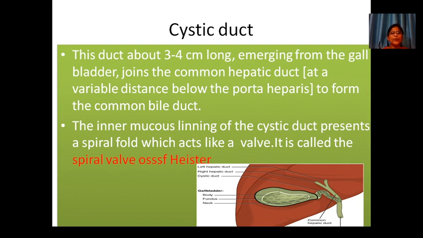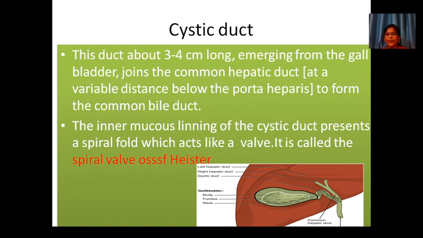The inner mucous lining of the cystic duct presents a spiral fold which acts like a valve. This valve is called the spiral valve of Heister. Okay, spiral valve of Heister. That's all about this cystic duct.